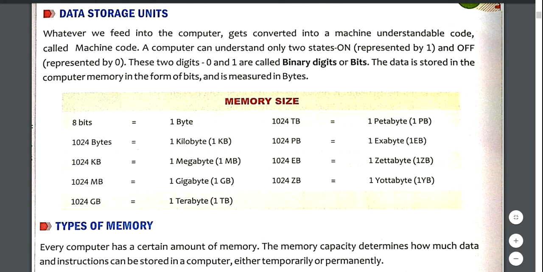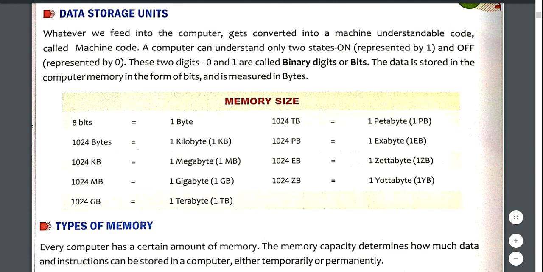Like everything, we are having a measurement for keeping things. If you are talking about length, we have meters, centimeters. If you are talking about volume, we have liter, milliliter. If you are talking about weight or mass, we have kg, gram, like this. In the same way, for measuring the computer's memory, we have units like this: bit, byte, kilobyte, megabyte, gigabyte, terabyte, petabyte, exabyte, zettabyte, yottabyte.